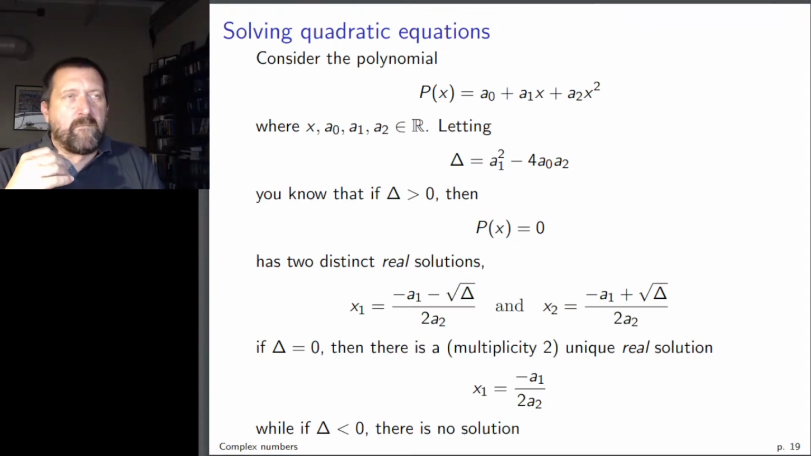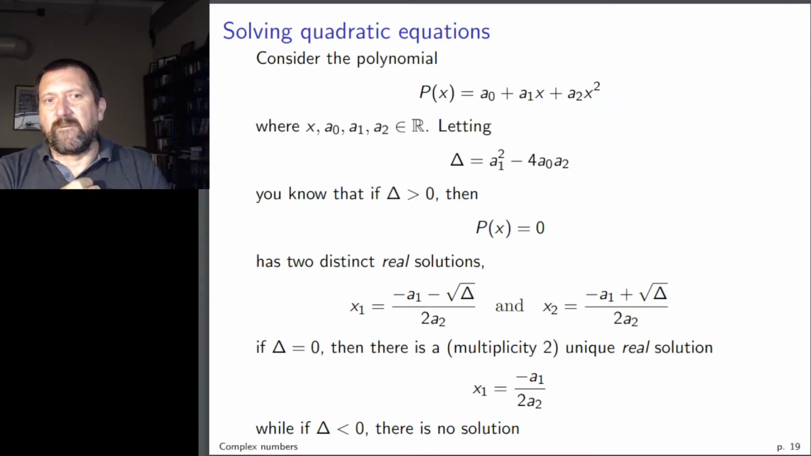Now, let me point out the main reason why complex numbers are so important. For this, I'm going to come back to something that you've probably seen in high school, which is solving quadratic equations. So suppose I look at this polynomial, p of x equals a0 plus a1 x plus a2 x squared, where x and the a's are all real numbers. So this is a second degree polynomial.